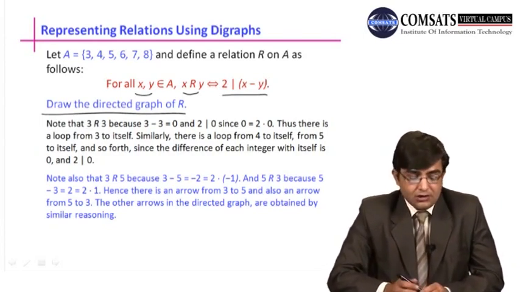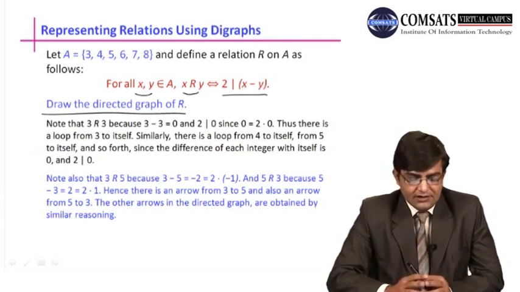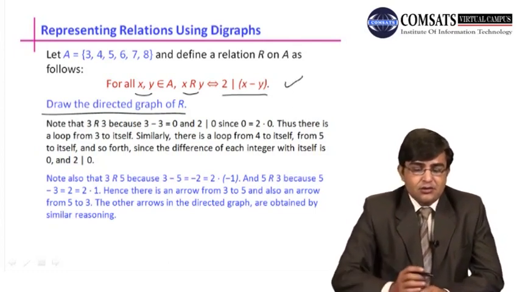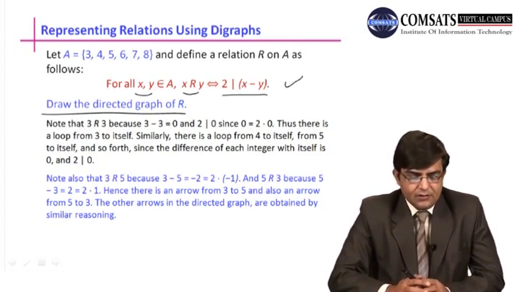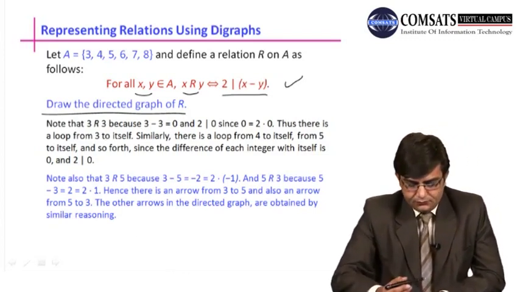Now we have to draw the graph. First of all, we have to calculate the elements of the relation. That is, we shall find which elements of A are related under this relation to which elements. Note that every element is related to itself.